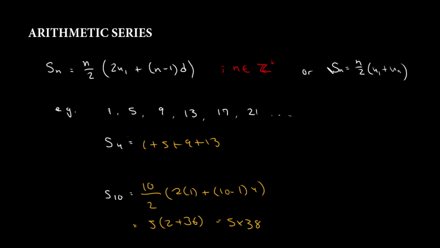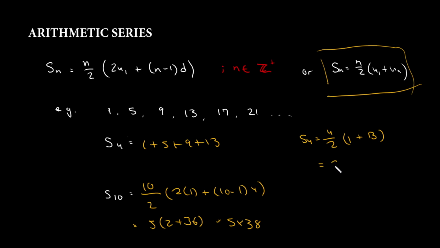Alternatively, you can use this other formula, and this is a little easier. It just depends on what kind of information you're given. So if you're given S4 to compute, then you can use this formula because you know un, right? S4 is equal to 4 over 2 times (u1, which is 1, plus u4, which is 13), right? Since we're given the exact value, we can use this formula, and it's much easier and much simpler. And we'll get 2 times 14, right?